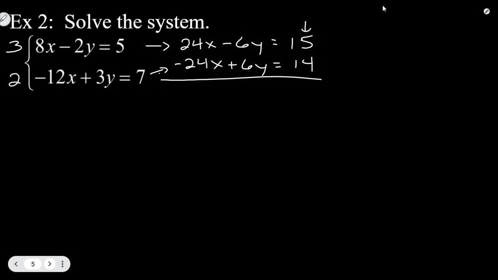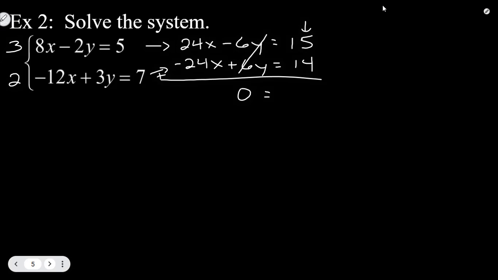So we're going to add these together. Now, we made it so that these y's cancel out. But what happens with the x's? They also cancel out. Now, what does that mean about the left-hand side of our equation? It is a 0. What? The left-hand side is a 0 because 24x minus 24x is 0. Negative 6y plus 6y is 0. So the left-hand side is 0.